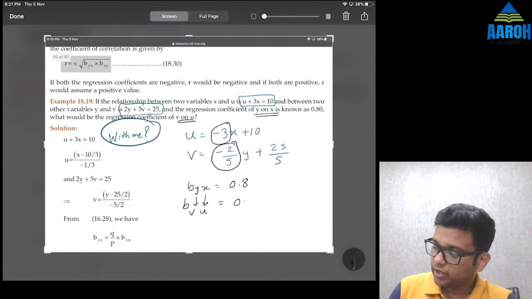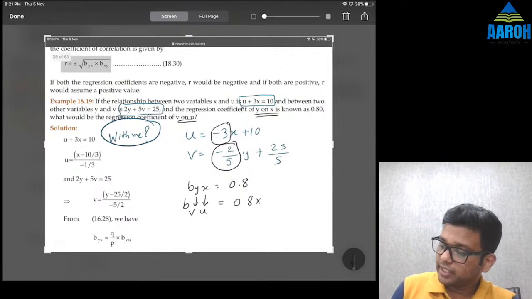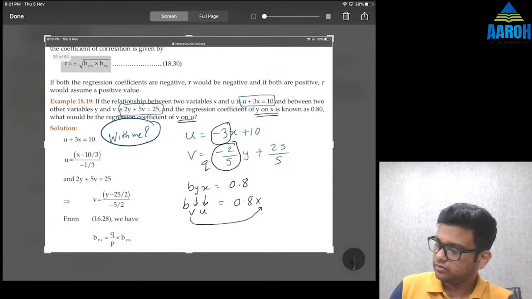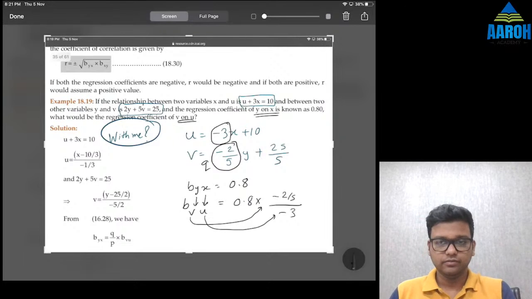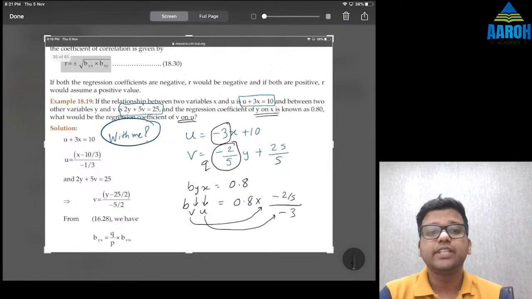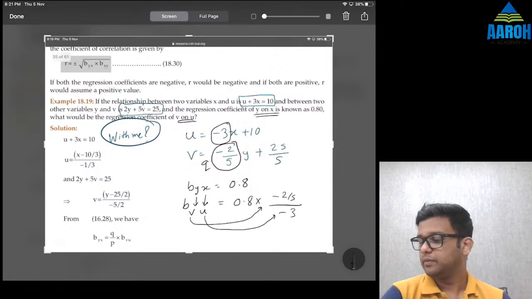We'll take byx 0.8 and then multiply by, first, change of scale of y, that is by q, minus 2 by 5, and then we'll divide by change of scale of x, which is minus 3, q by p. That's it. If you remember in this form, it will be very easy. The way in which they have given, I feel, is very difficult to understand and very complicated.